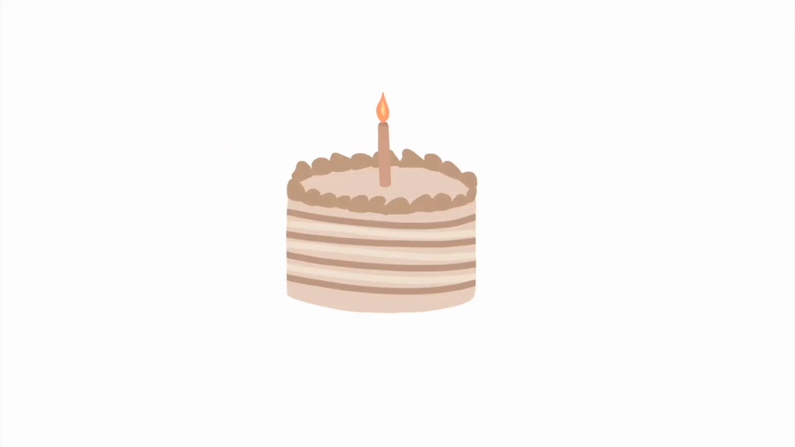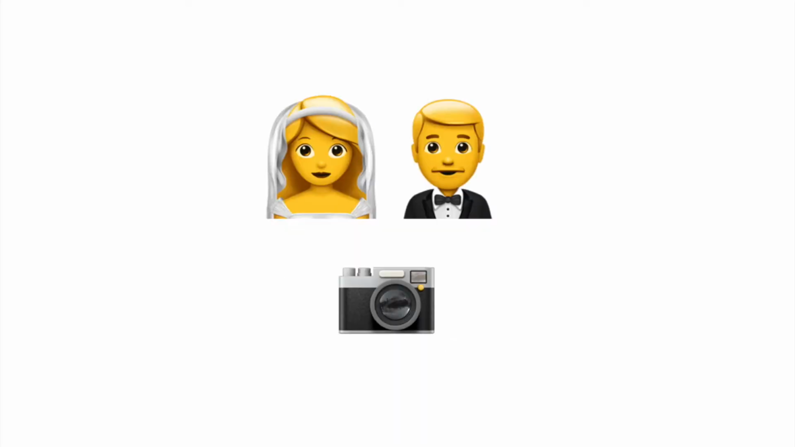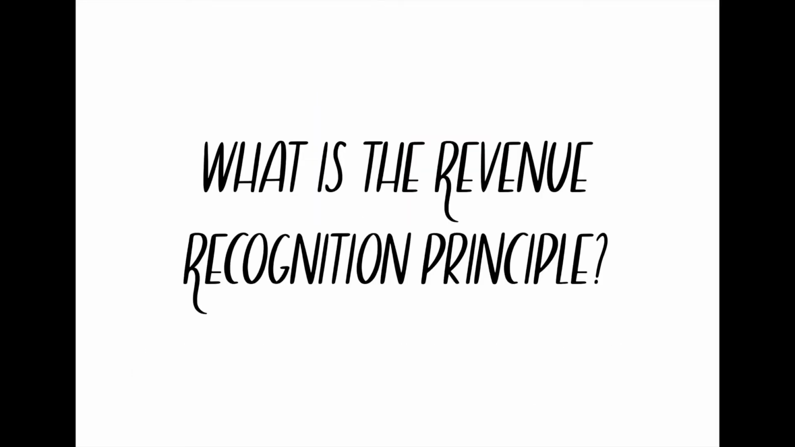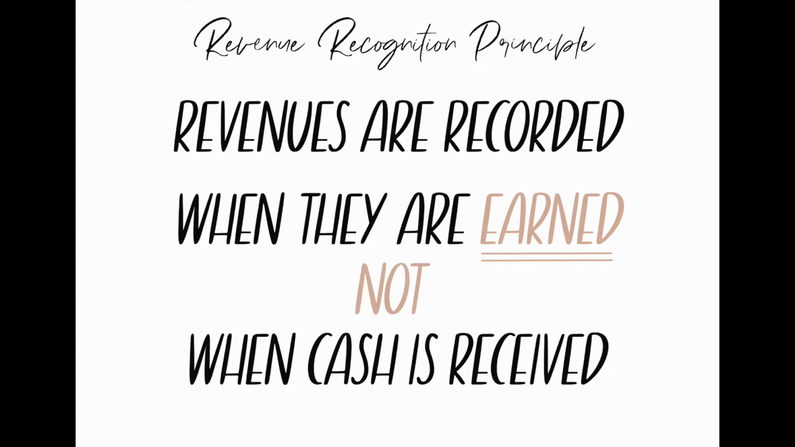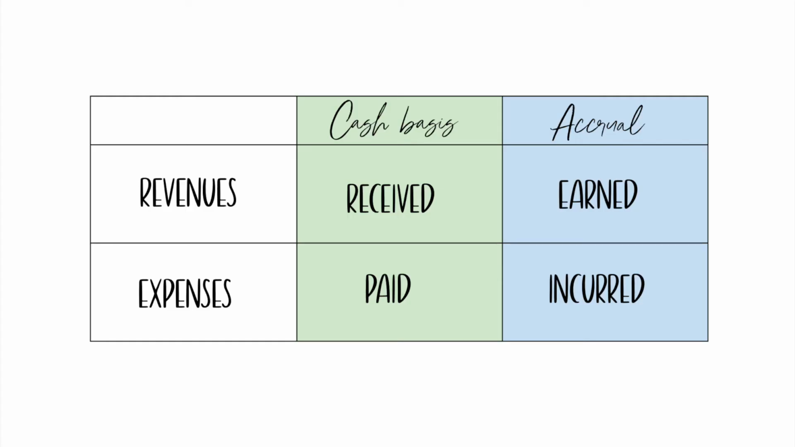The sale of goods could include a cake business that makes cakes, whereas the provision of services could include a wedding photographer. Now that we know what revenue is, we can define the revenue recognition principle. The revenue recognition principle states that revenues are recorded when they are earned, not when cash is received. It forms the basis of accrual accounting alongside the matching principle.